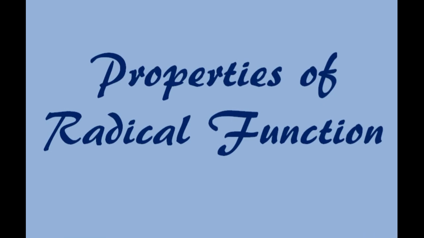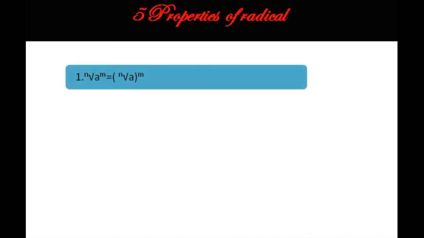Hello friends, today I am here with properties of radical function. There are 5 properties of radical function. The first one is: nth root of a to the power m is equal to, we can write this inside the bracket, nth root of a and whole to the power m. And now I will give you an example to understand this property.